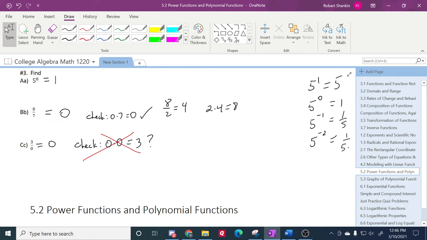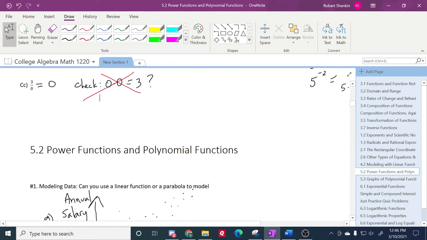So this modeling with linear function stuff, you guys were okay with that? That's kind of cool, because we were kind of rushing at the end. I wasn't 100% sure I'd gotten far enough. All right, if no questions, let's go to 5.2, power functions and polynomial functions.